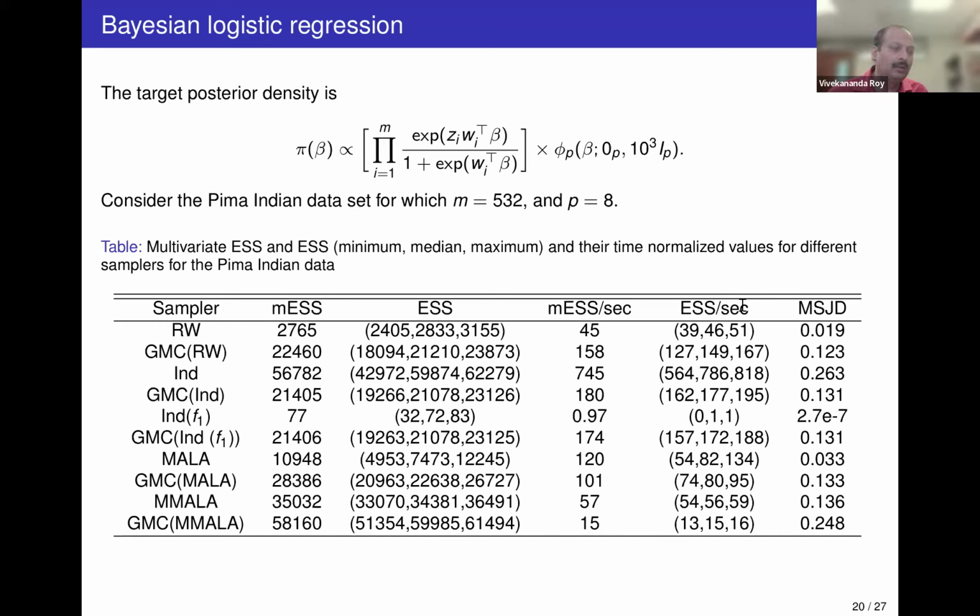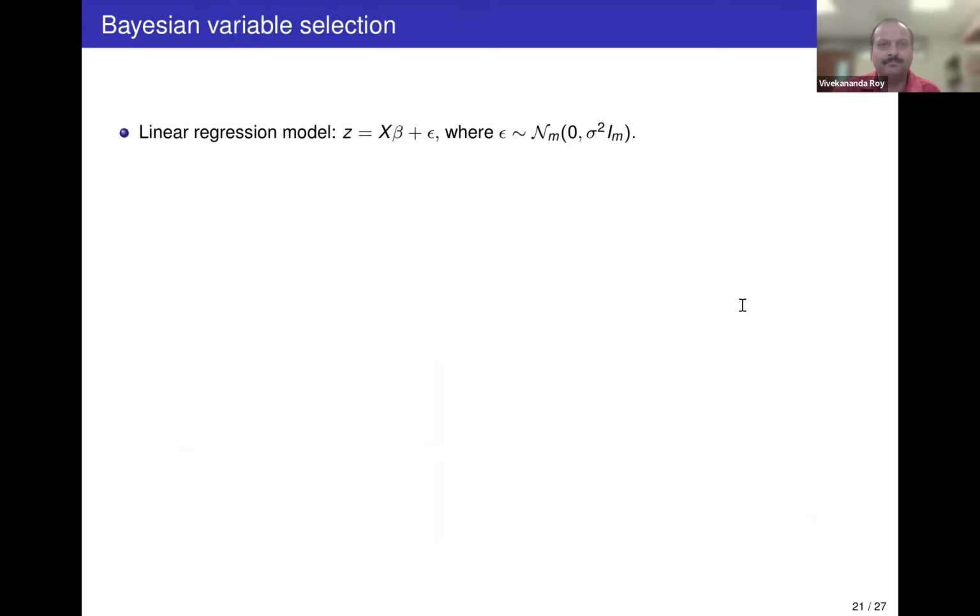And when the target dimension P is 8, when the dimension changes, these issues are even exacerbated. In fact, the GMC RW can be much more efficient in terms of time normalized effective sample size than the manifold version of the MALA, as is available in the manuscript. We applied it on other, higher dimensional datasets. Now, I have a few minutes.